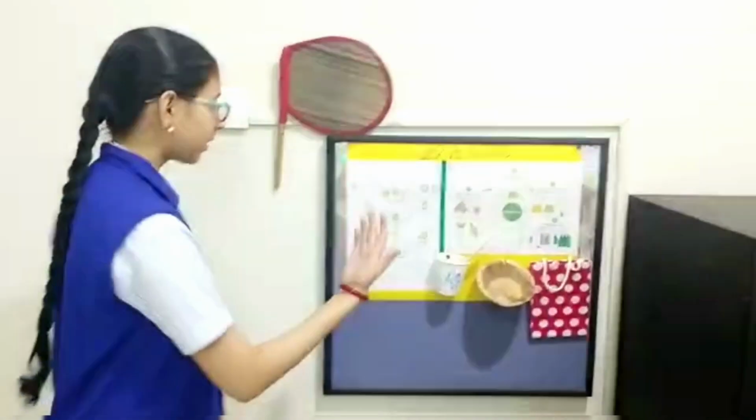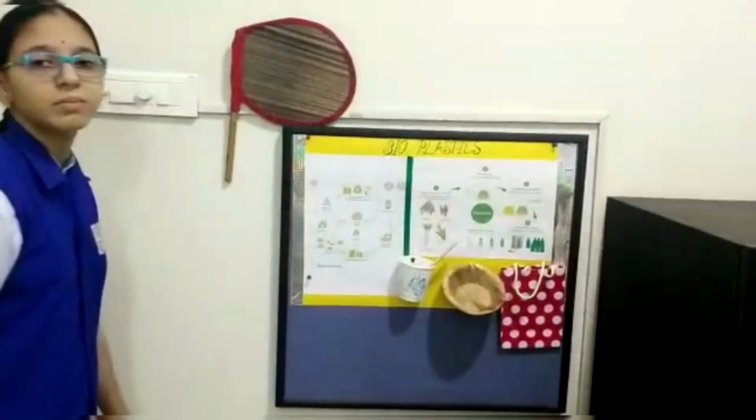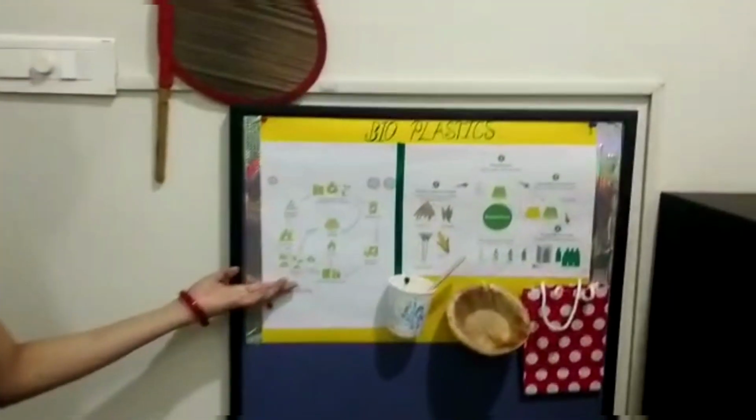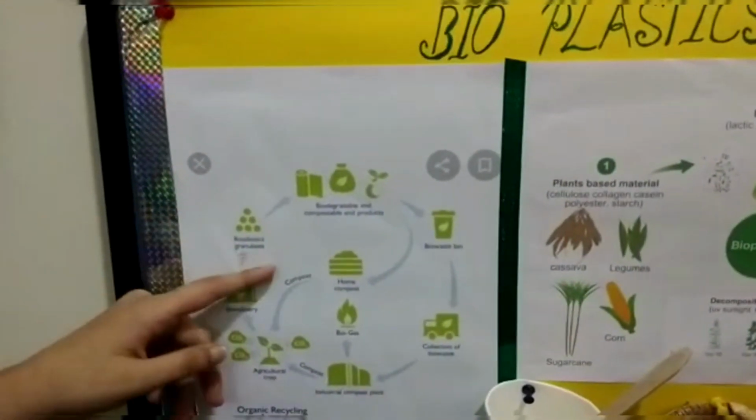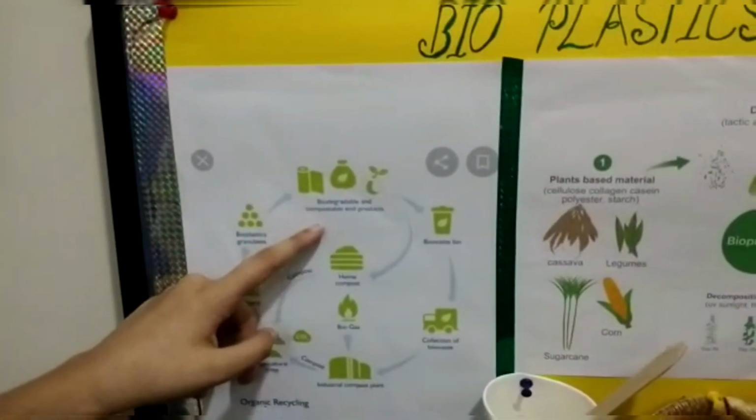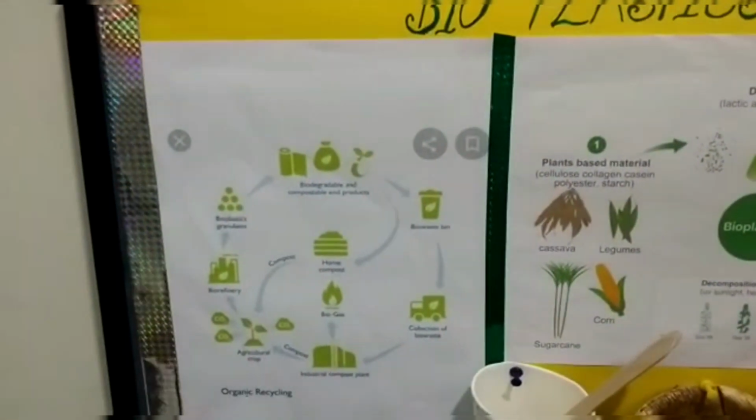Now, let's take a look at the cycle of bioplastics. From the agricultural crops, after undergoing certain processes, bioplastics are made. They then become biodegradable and compostable.